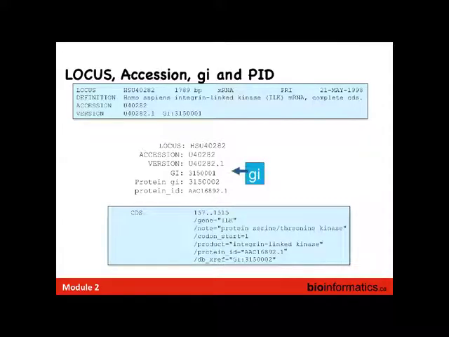So historically, before GenBank had accession numbers, it had GI numbers, which stands for Gen Info. And basically, a GI number is the same logic as accession.version, except that it's just an integer. So if the integer changes, then that means the sequence changed.